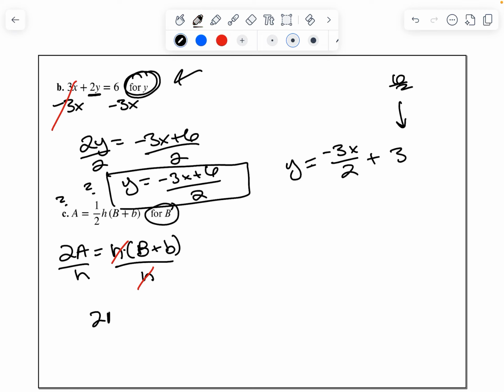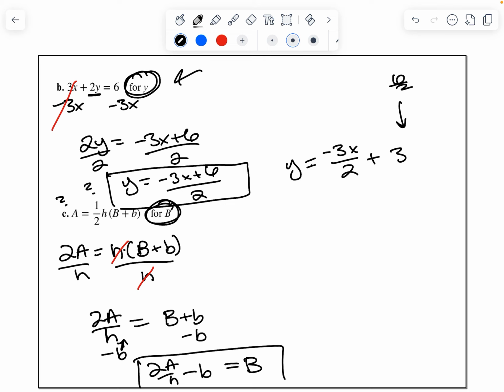All right, so 2a over h equals capital B plus little b. We're trying to solve for big B. All we need to do is subtract the little b from both sides. Is this common with anything at all in that fraction? It's not. So I cannot combine it. 2a over h minus b equals capital B. That's our solution. Again, you can write it left to right or right to left. It does not make any type of difference.